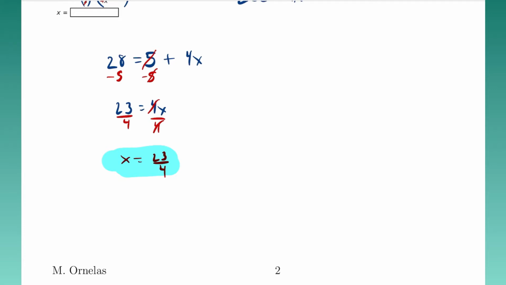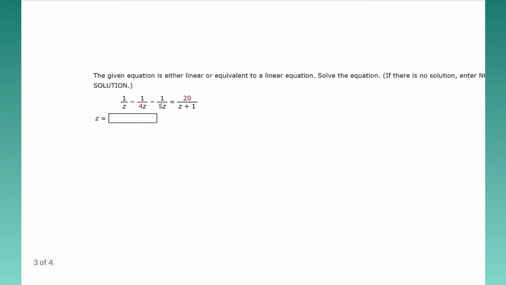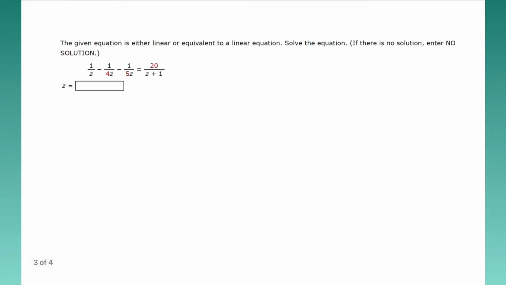The next example also has variables in the denominator. So we approach it the same exact way. We multiply both sides of the equation by the LCD. In this case, we've got z plus 1 as one factor. So definitely we need z plus 1 in our LCD. We also need z because they all have z's over here. And the last thing we need to do is find the LCD between 4 and 5, which is 20. So our final LCD is going to be 20z times z plus 1.